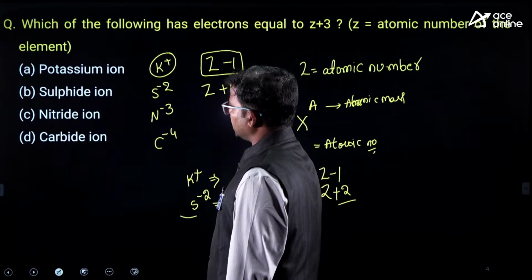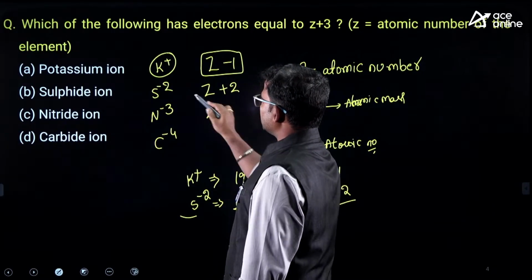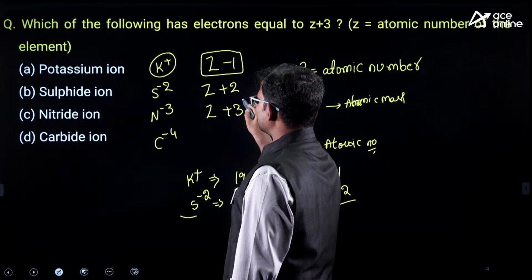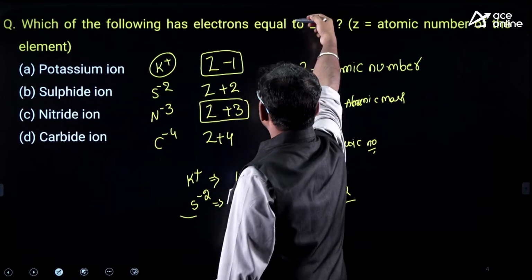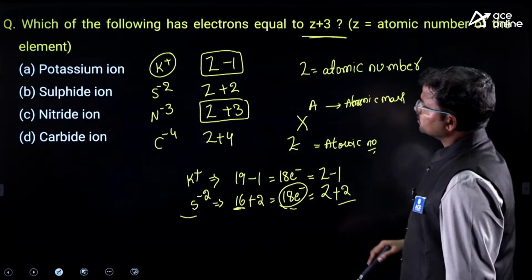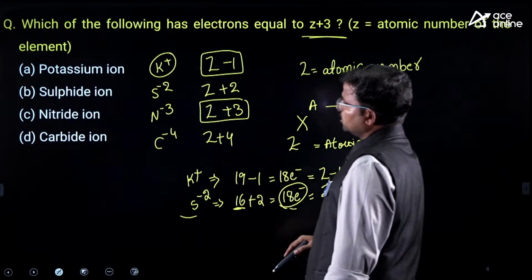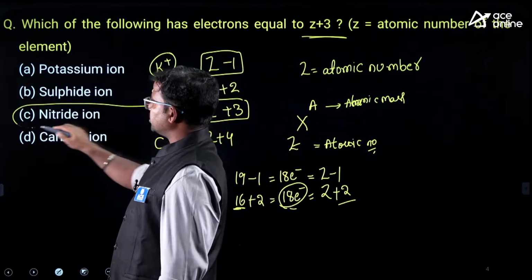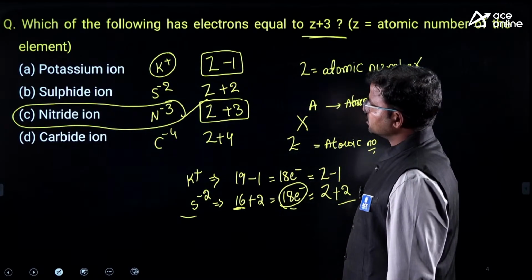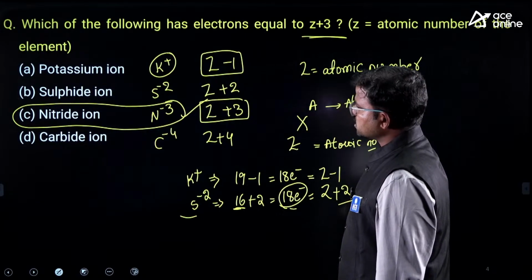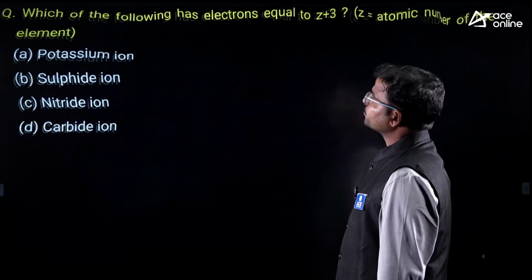Next, nitride ion. Nitrogen has atomic number 7. Here, addition of 3 electrons means Z plus 3. In the same manner, Z plus 4. So what about the given one? Which of the following has electrons equal to Z plus 3? That's why, guys, we have to consider option C as the right answer. Option C, N minus 3, is called the nitride ion. Nitride ion is considered the correct option here.